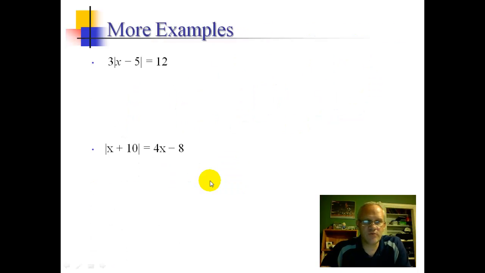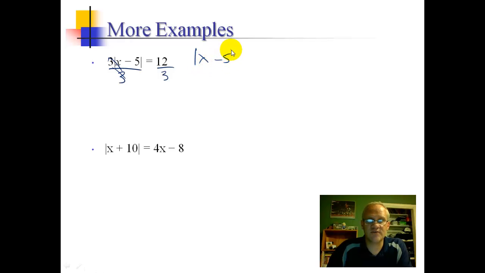All right, a couple more examples and we'll be done. Look at this one on the top. The absolute value expression is being multiplied by 3. How do we undo the multiplying by 3? Divide by 3. So we'll just divide the whole thing by 3. The 3's cancel, so now I have the absolute value of x minus 5 equals 4. Oops, sorry, that should be a bar there. And 4 is positive, so we're looking good.